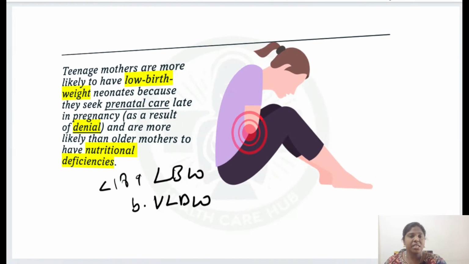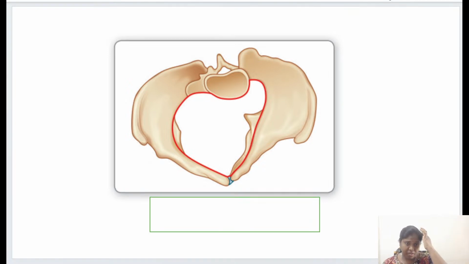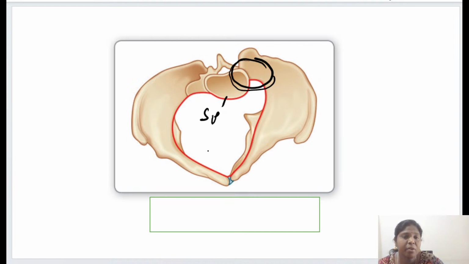Then guess this pelvis. So what is this pelvis? If you look at this pelvis, here you can find the sacral alae. So this is the sacral promontory, right? And this is called the sacral ala. This sacral ala is not here. So what is the name of this kind of pelvis?